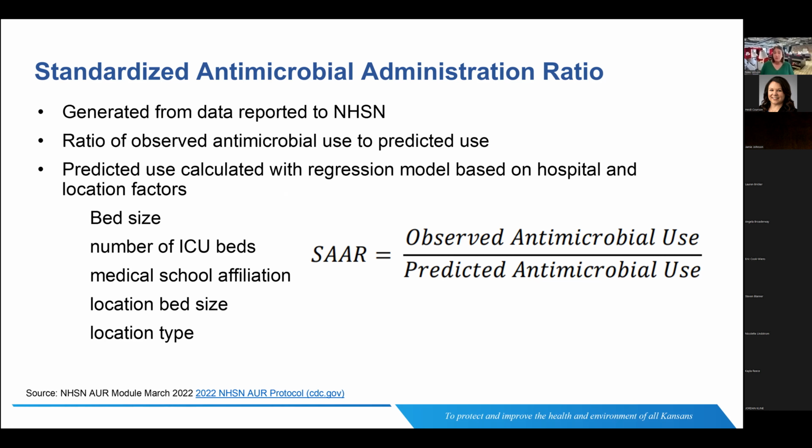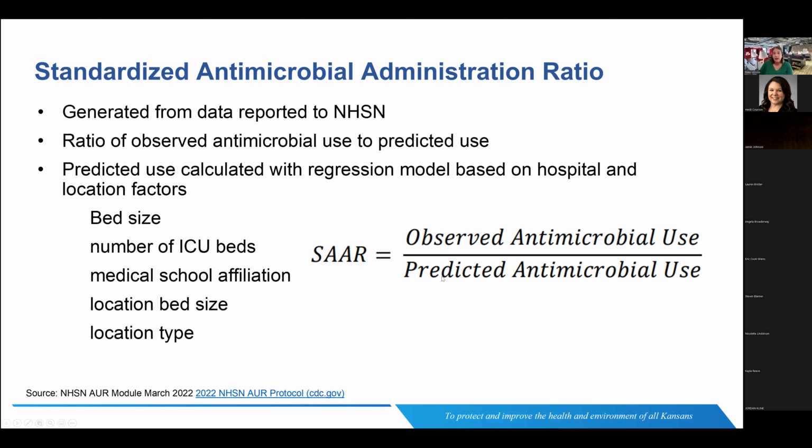You can compare against hospitals of similar size and actually similar makeup. So how this is done is the SAR is a ratio of observed to predicted antimicrobial use. Your observed antimicrobial use is the information that we input to NHSN every month. The predicted antimicrobial use is a little bit trickier. For those of you familiar with infection prevention, the predicted antimicrobial use is really based on a logistic regression model that takes into account various factors within hospital systems.